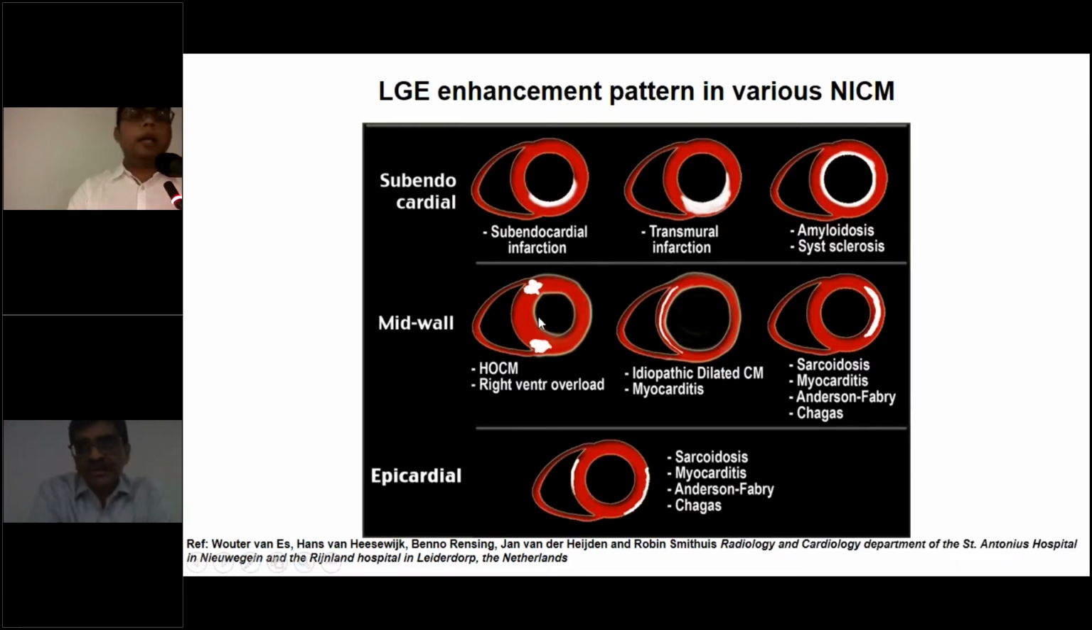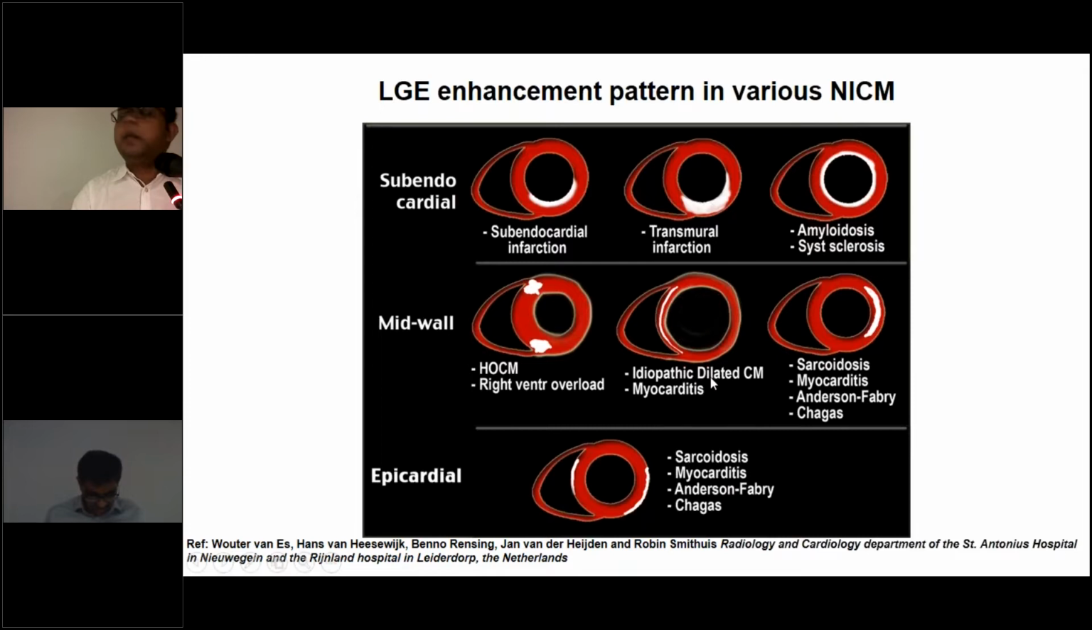The mid-wall enhancement, like in this case, at the RV hinge point, where the RV is attached to the left ventricle, is said to be quite specific for hypertrophic cardiomyopathy, but it's not 100% diagnostic. In fact, it is also seen in other conditions with right ventricular overload.